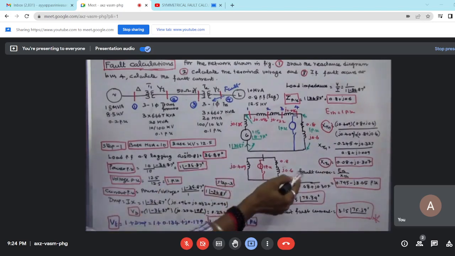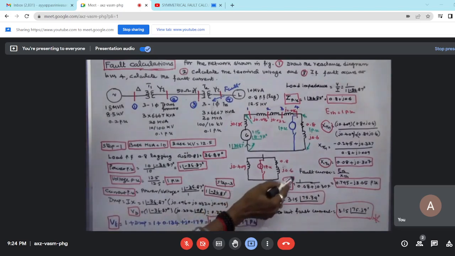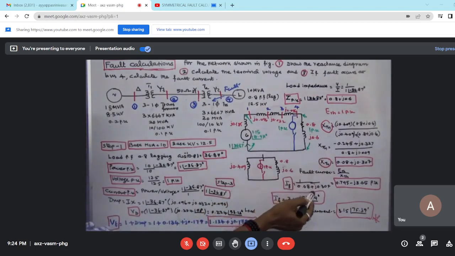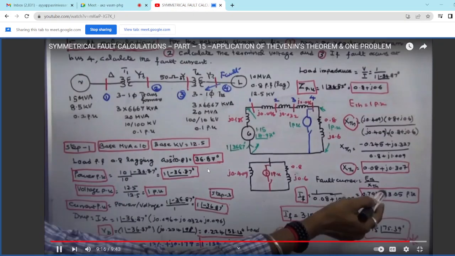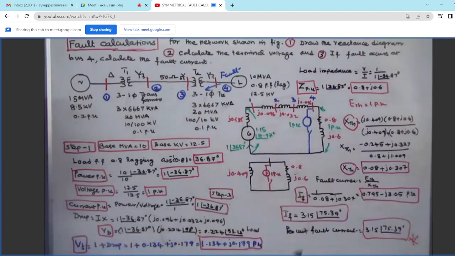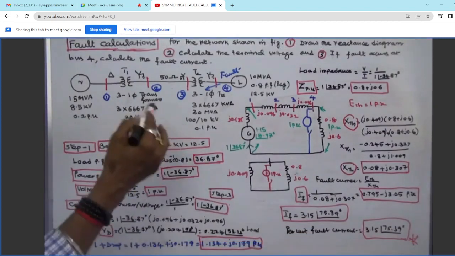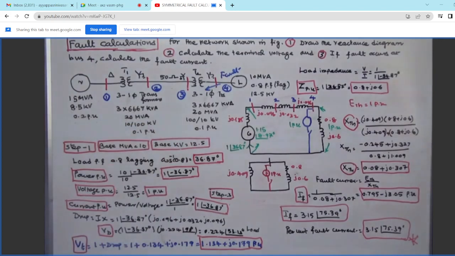Now I can easily calculate the fault current. Fault current is equal to E Thevenin's by X Thevenin's. E Thevenin's is equal to 1, X Thevenin's is equal to 0.08 plus j0.307. So fault current is equal to 0.795 minus j3.05 per unit. This is in rectangular form. In polar form, fault current is equal to 3.15 angle minus 75.39 degrees. So per unit fault current is 3.15 angle minus 75.39 degrees. This way we have to work out this problem. Thanks for listening.